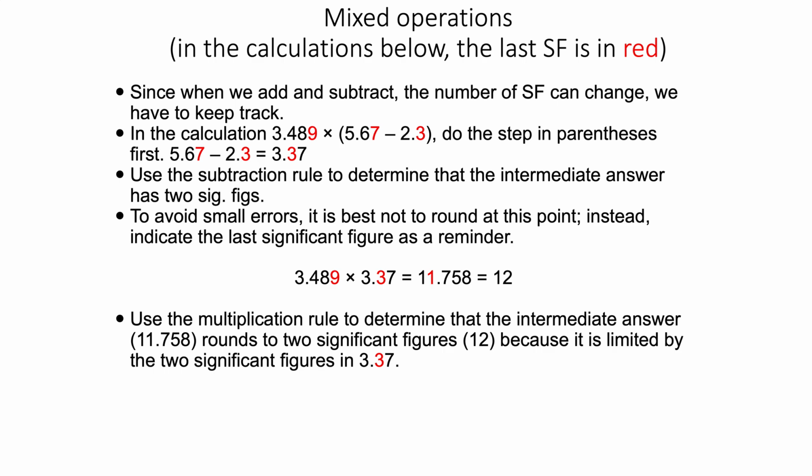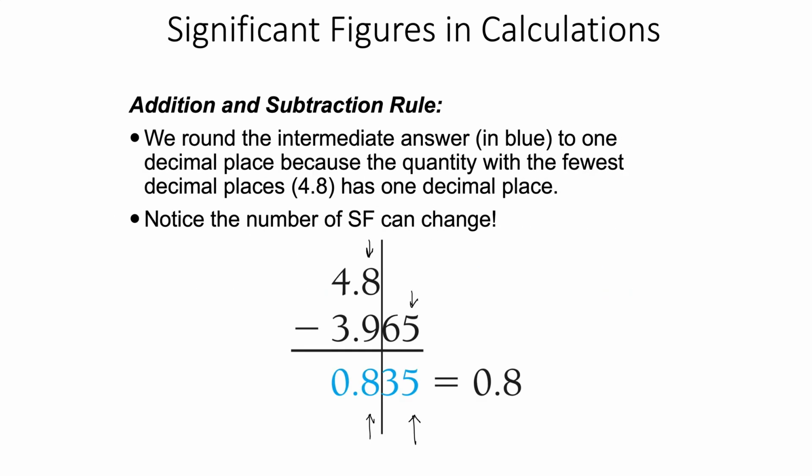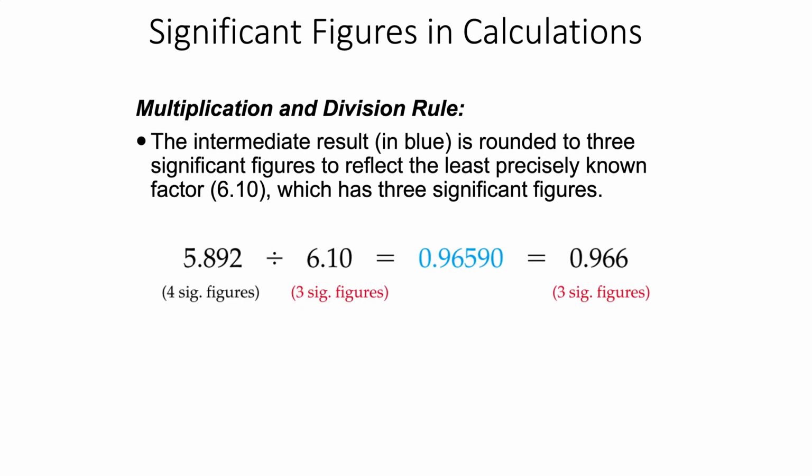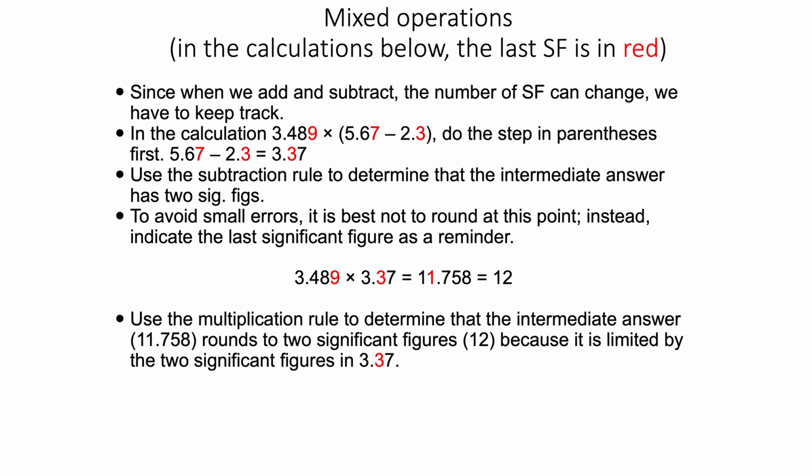When I do it by hand, I sometimes draw an arrow over it like I did back here, with the arrows to indicate the last sig fig. Sometimes I put them in a different color. It depends on what I'm doing. Doesn't matter how, it matters that you keep track of it.